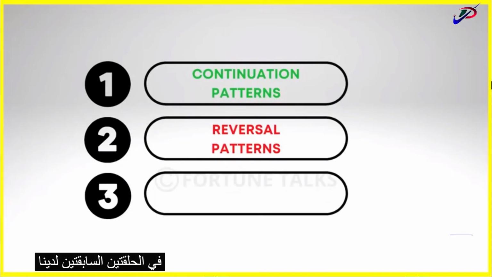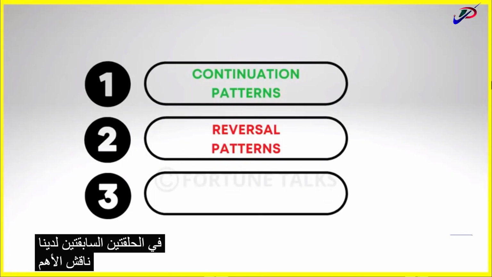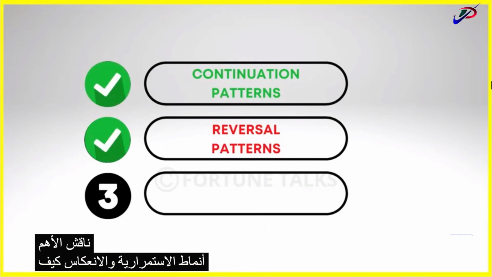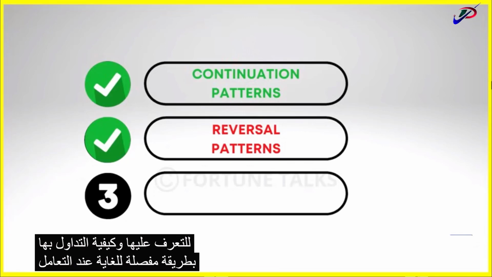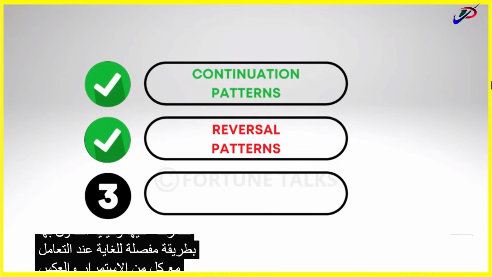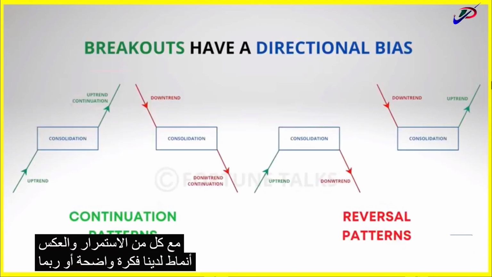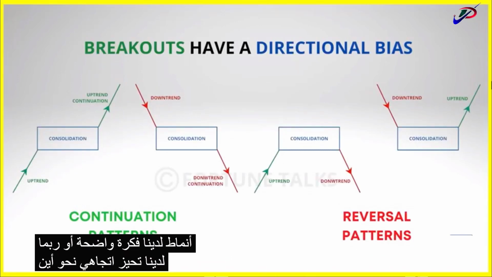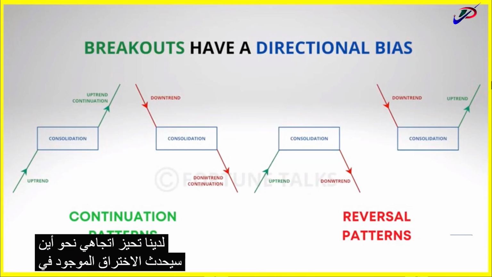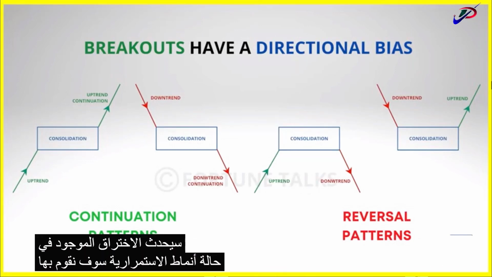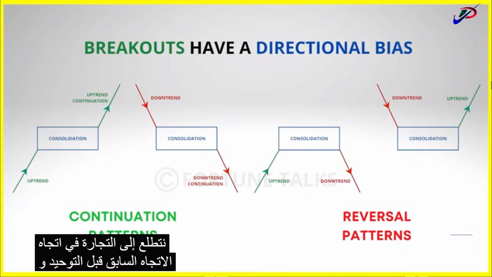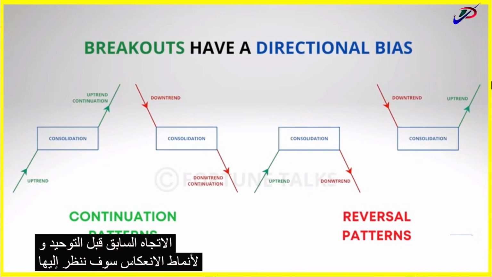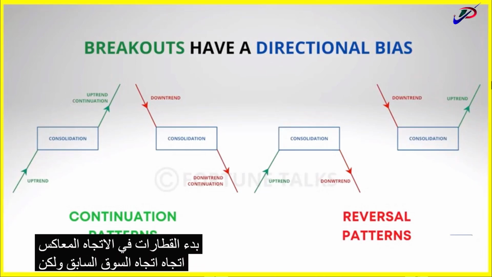In the previous two episodes, we have discussed the most important continuation and reversal patterns, how to identify them, and how to trade them in a very detailed manner. When dealing with both continuation and reversal patterns, we have a clear idea, or maybe a directional bias, towards where the breakout will happen. That is, in the case of continuation patterns, we will look to trade in the direction of the previous trend before consolidation. And for reversal patterns, we will look to initiate trades in the opposite direction of the prior market trend.